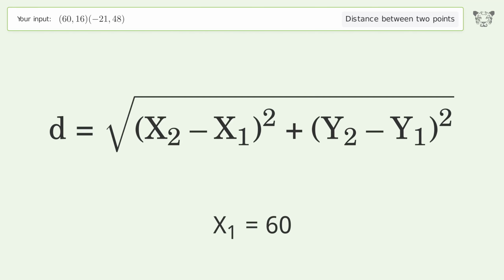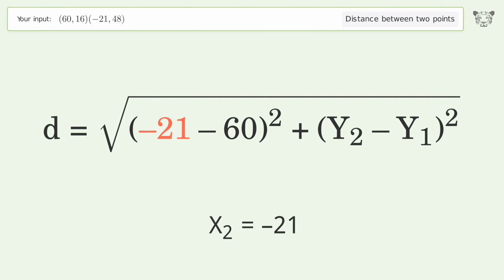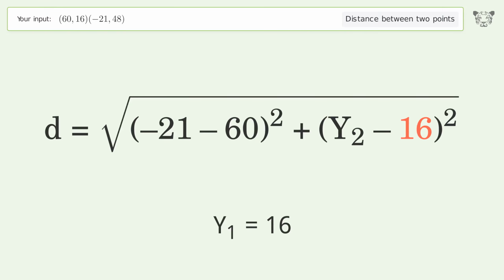x1 equals 60. x2 equals negative 21. y1 equals 16. y2 equals 48.